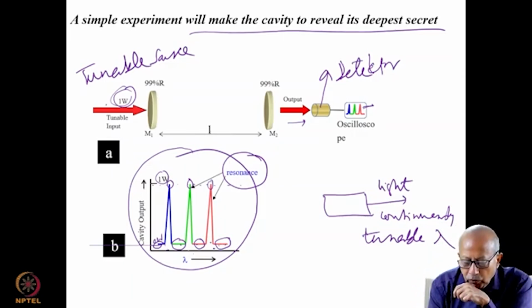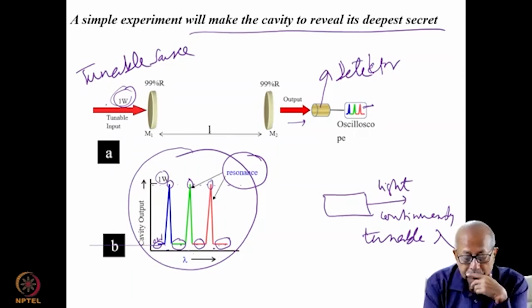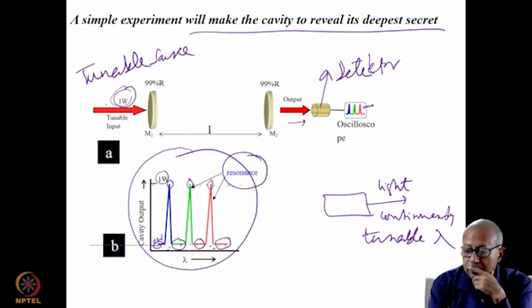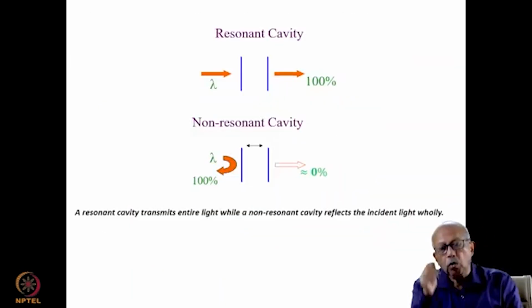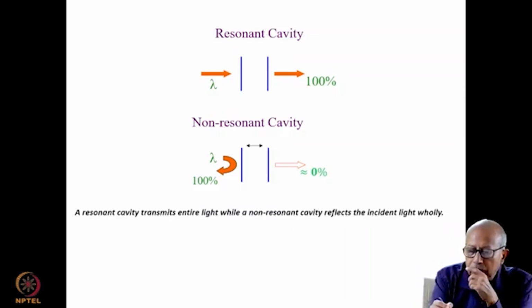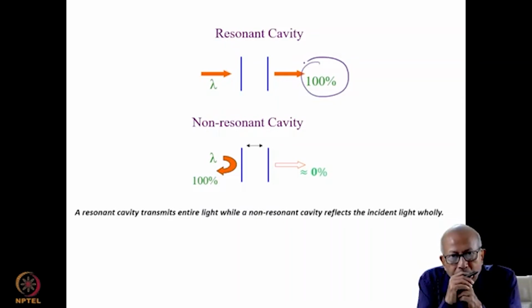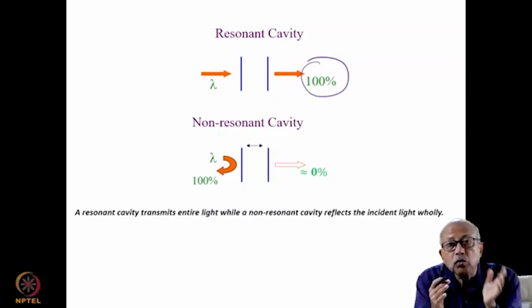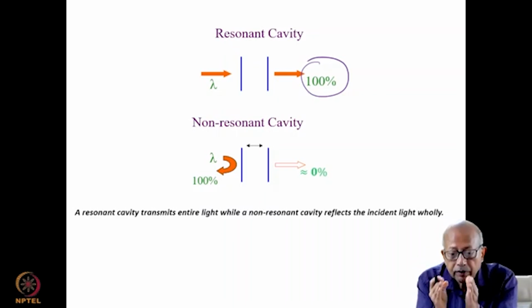So for most of the wavelengths, it transmits almost nothing, but for certain discrete wavelengths, the cavity transmits everything that shines on it. For those wavelengths, for which the cavity transmits whatever shines onto it, the entire 100%, it is said to be on resonance, because those wavelengths are resonant to this cavity.